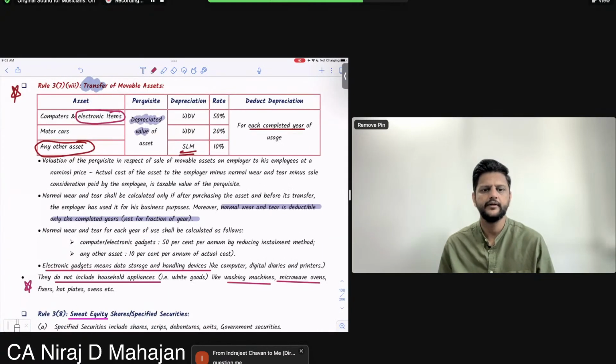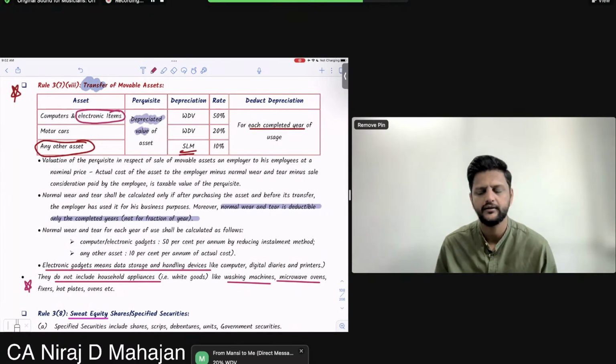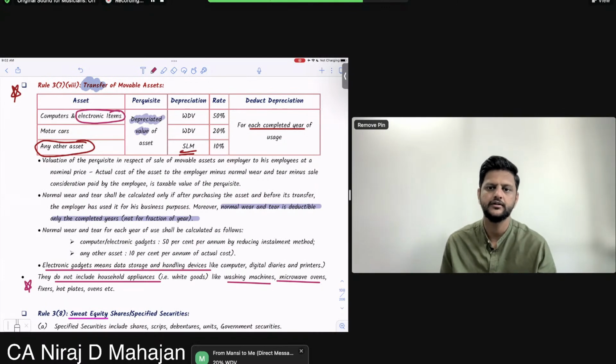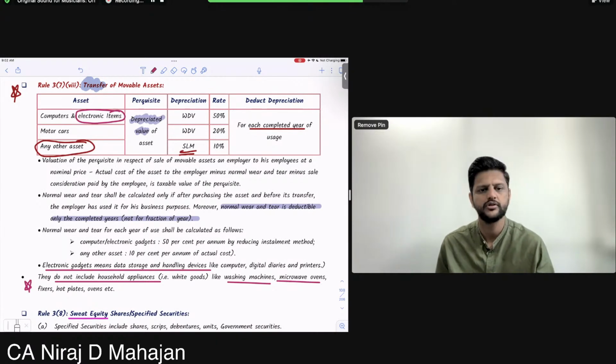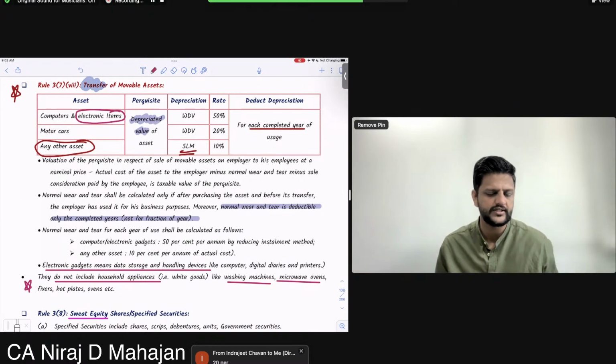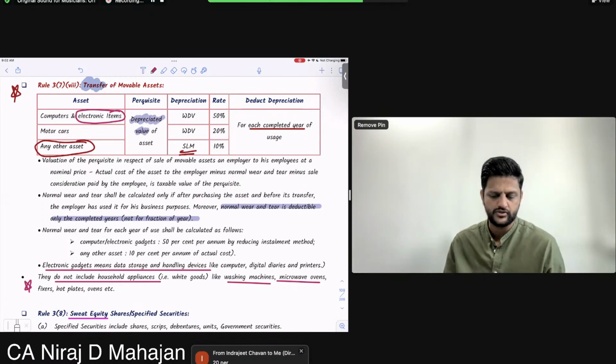Motor car is 20% WDV. It does not matter what they give you in the question. The company will do depreciation anyhow, the company will give 100% depreciation. They will do anything in their books of account. We are not bothered with that. What you have to follow is rule 3(7)(viii): 20% WDV for each completed year of use. Understood?